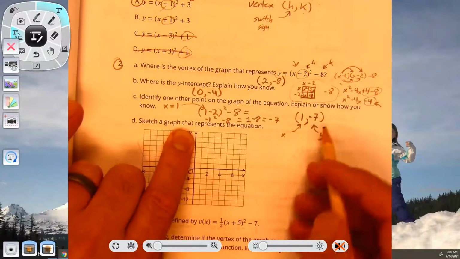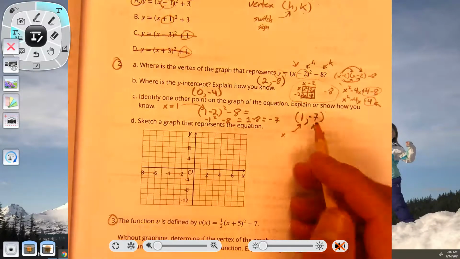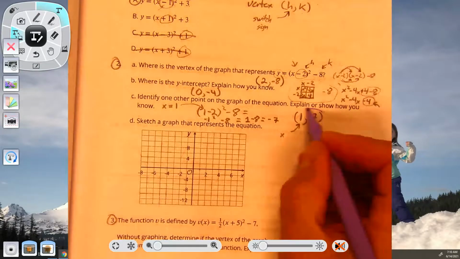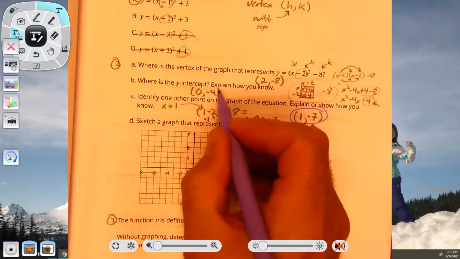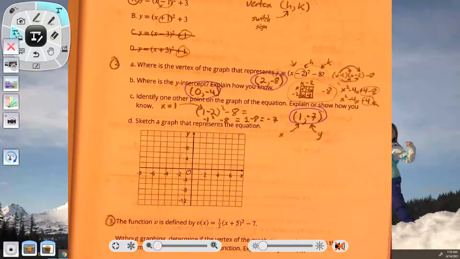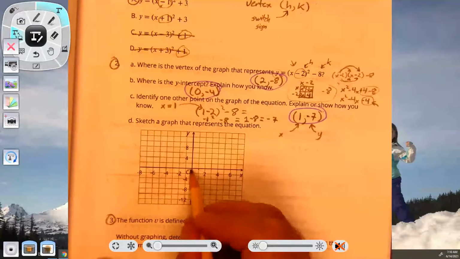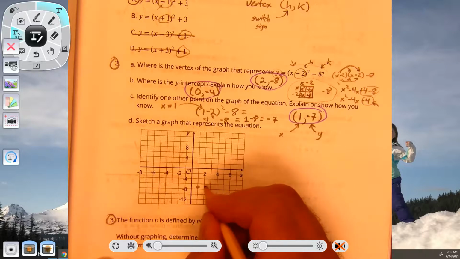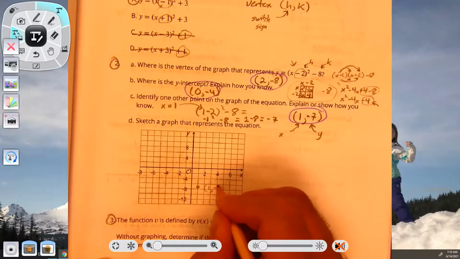And all we have to do is just plug in all these points. So we're going to graph this point, and we're going to graph this point, and hopefully we'll be able to draw a nice little parabola. Okay, so 1, negative 7, right here. Point 1 comma negative 7.